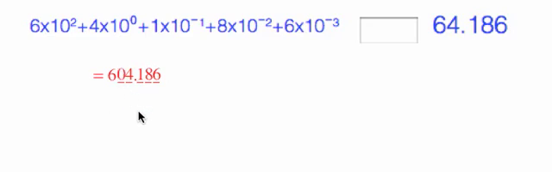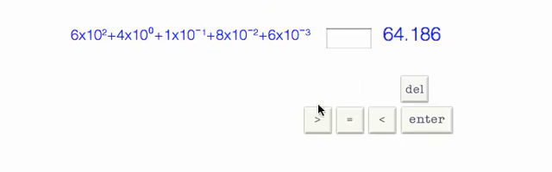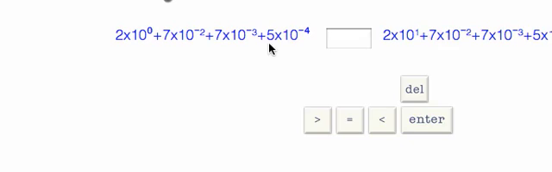Okay, and so here we're comparing 604 to 64. Forget about the 186 thousandths. So which one's bigger? This one, the one on the left. Let's go and put that in, see if it is right. Yay, you can't see it, there's a little yay guy going by.